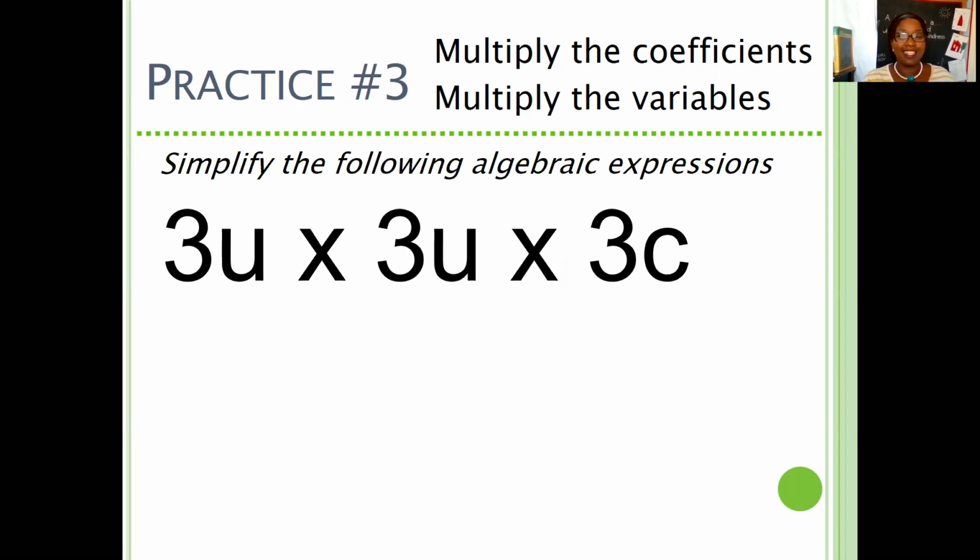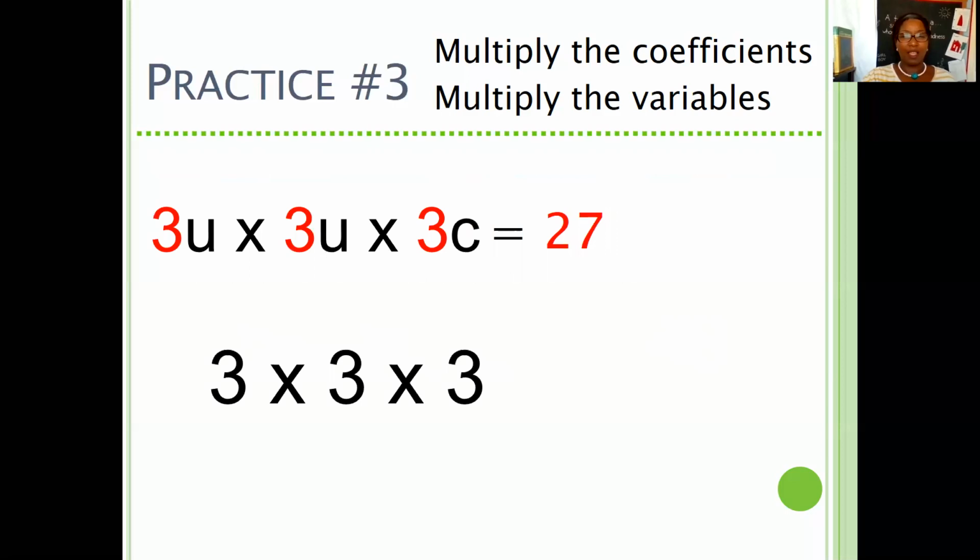Now, let's go. Because I really like to work with you, we have you again. I know I can do some really corny jokes, but I love it. I'm so happy to be working with you again. 3u times 3u times 3c. What is step 1? I'm going to give you about 3, 4, 5 seconds to do this. All right, so we have 3 times 3 times 3. 3 times 3 is 9, and 9 times 3 is 27.